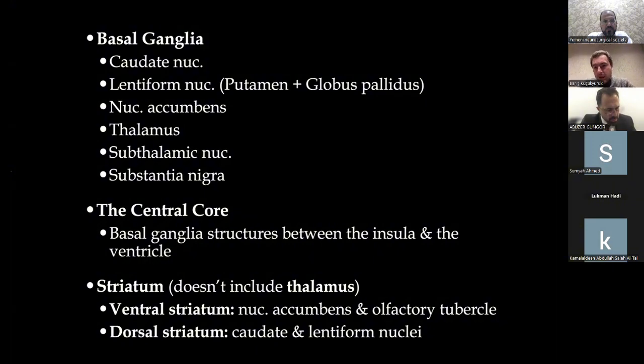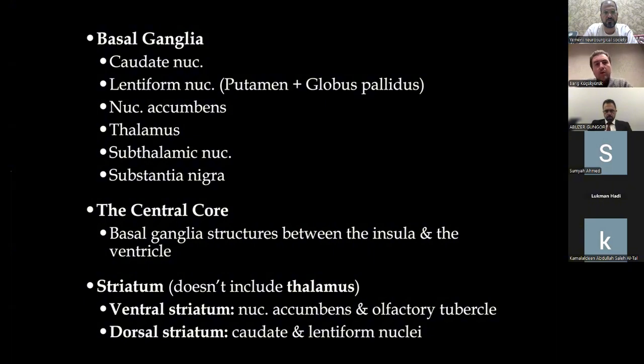The basal ganglia, my topic today, includes these nuclei, as we know them: the caudate nucleus, the lentiform nucleus, which involves the putamen and the globus pallidus, nucleus accumbens, thalamus, subthalamic nucleus, and substantia nigra. So basically, I will be talking about these nuclei and their anatomical relationship. I won't be speaking too much on their functional relationships because it's another topic. It involves movement disorders, even some neuroscientific stuff. So basically, I will be speaking on the anatomical relationship.